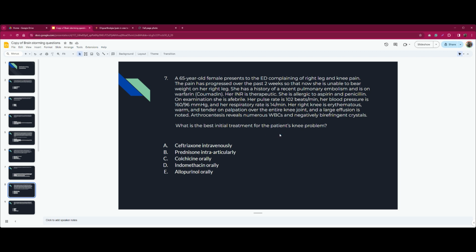What is the best initial treatment for the patient's knee problem? Do you give ceftriaxone IV, prednisone intraarticularly, colchicine orally, indomethacin orally, or allopurinol orally?